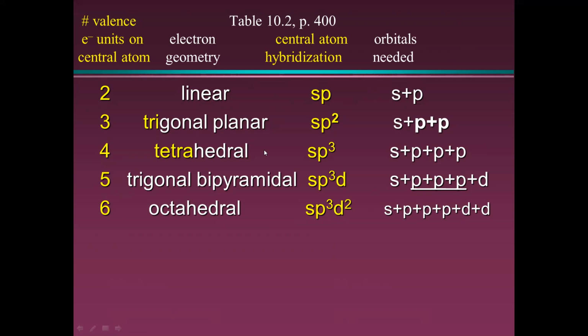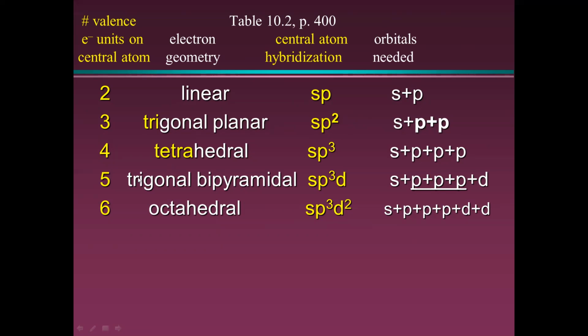Similarly, if you have trigonal planar shape and you have 3 electron units on the center atom, the hybridization will be sp2. So sp2 means you have 3 orbitals altogether. S here we have 1, and here p2 you have 2. So altogether you have 3 orbitals, 1 s orbital and 2 p orbitals. They are formed by these 3 atomic orbitals.